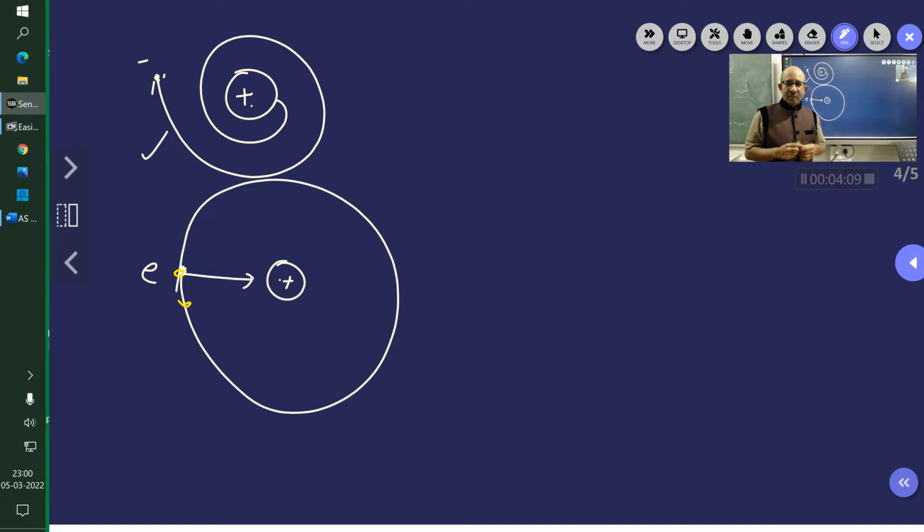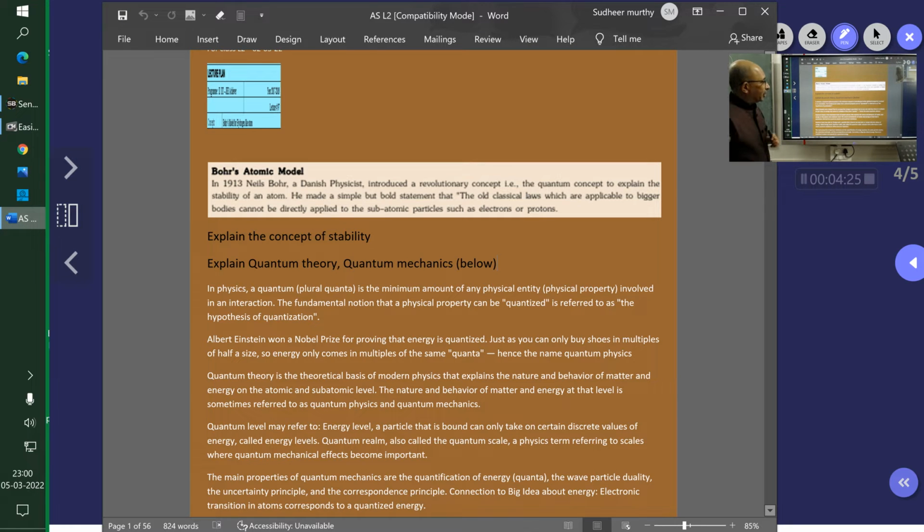Incidentally, Planck came out with the quantum theory. That means energy is now quantized. We'll learn more about it later. But Niels Bohr made a very bold statement. You can see the expression here: the old classical laws, which are applicable to bigger bodies, cannot be directly applied to subatomic particles such as electrons and protons.